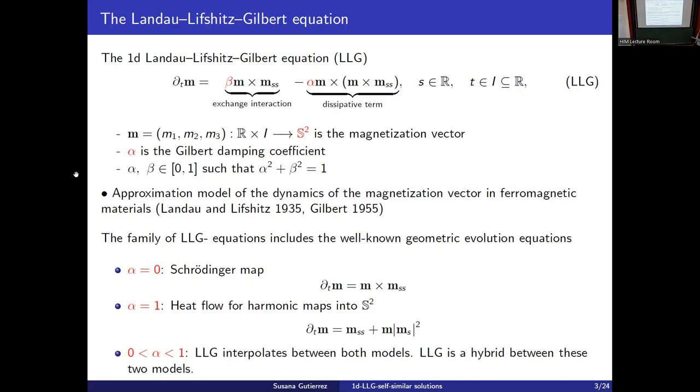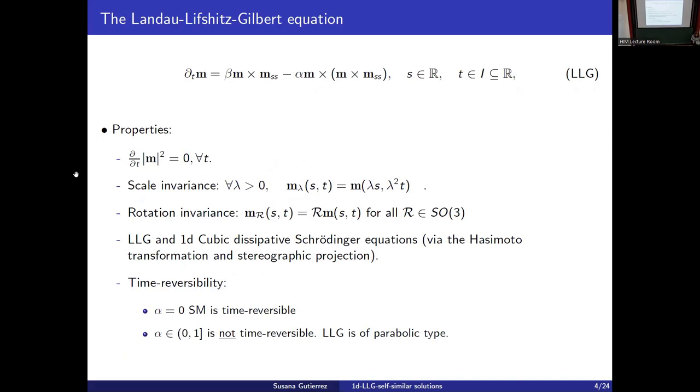A few things are straightforward to see about the properties of solutions of these equations. The first property is that the norm of the unknown is preserved in time. So if we start with an initial data that lives in the sphere, then the solution remains in the sphere.